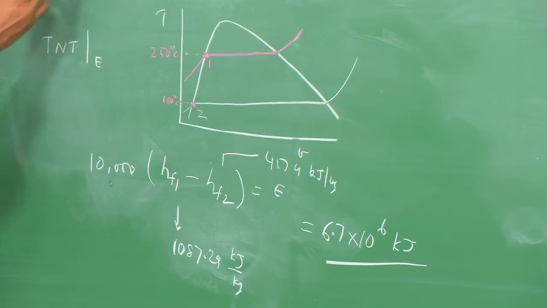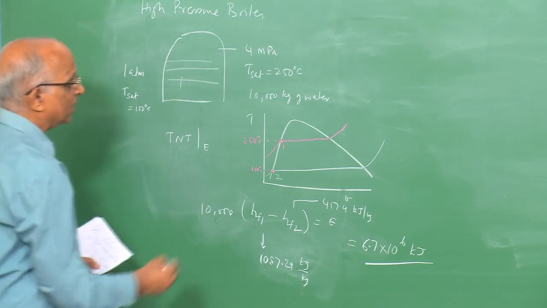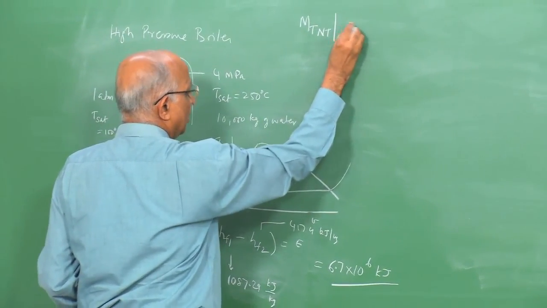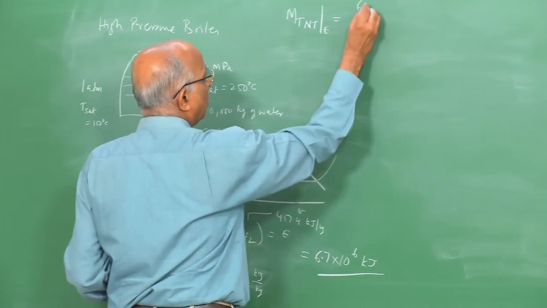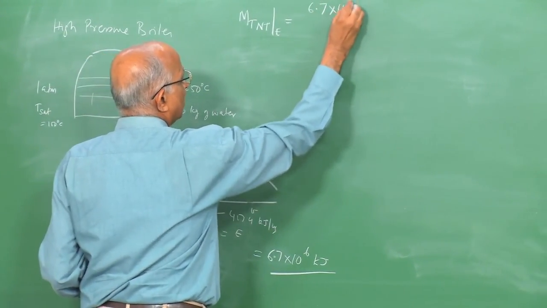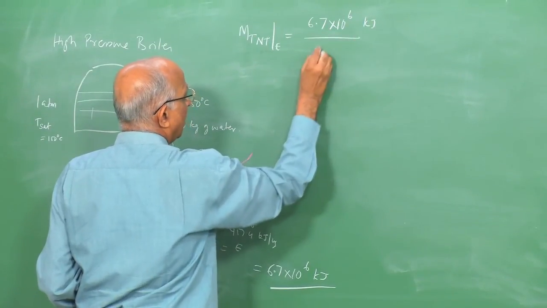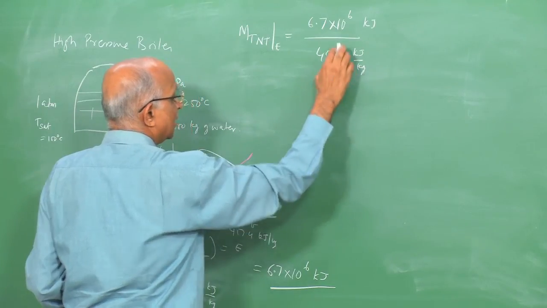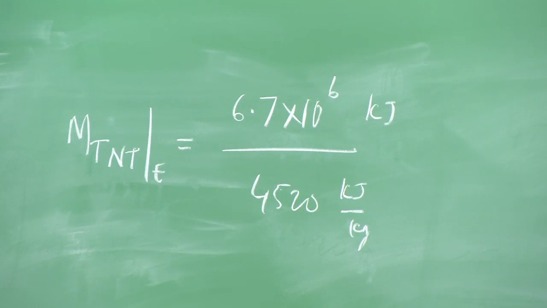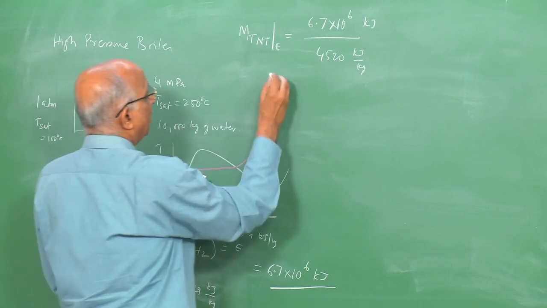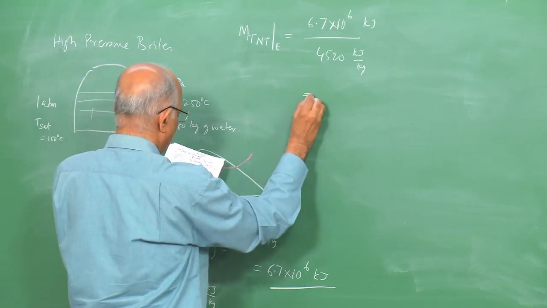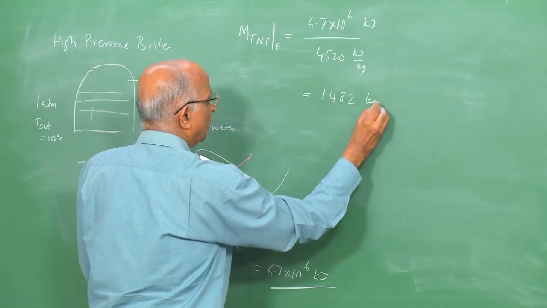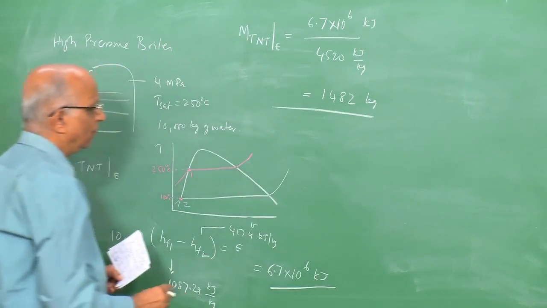Now, I want to find out the equivalent mass of TNT for this energy basis. Therefore, the mass of TNT for the same energy is equal to 6.7 into 10 to the power 6 kilojoules divided by 4520 kilojoules per kilogram, which is the energy content of TNT per kilogram. Therefore, the mass of TNT for the same energy is equal to 1482 kilograms of TNT.